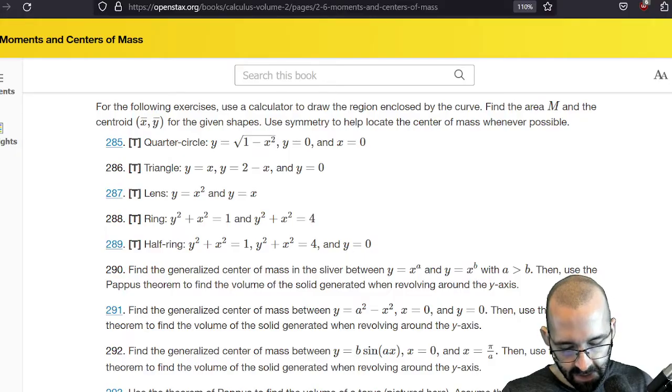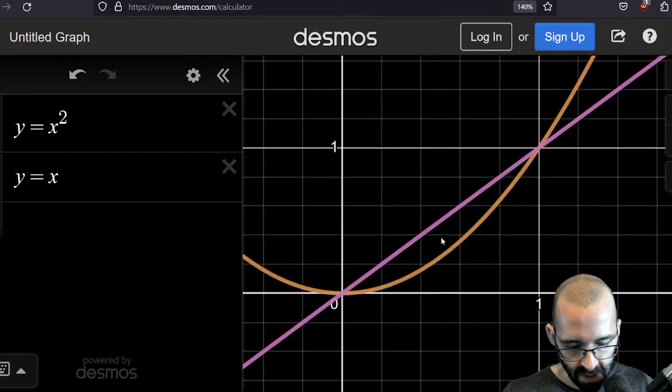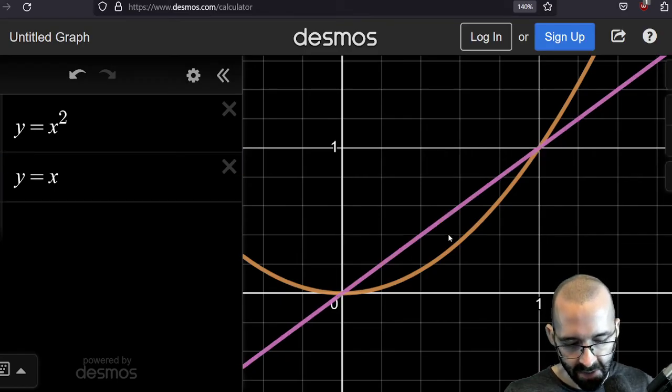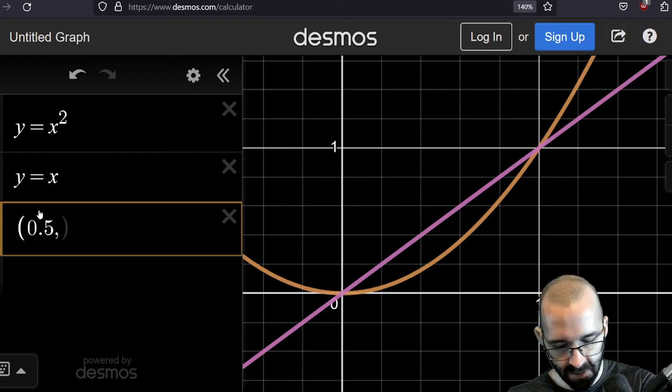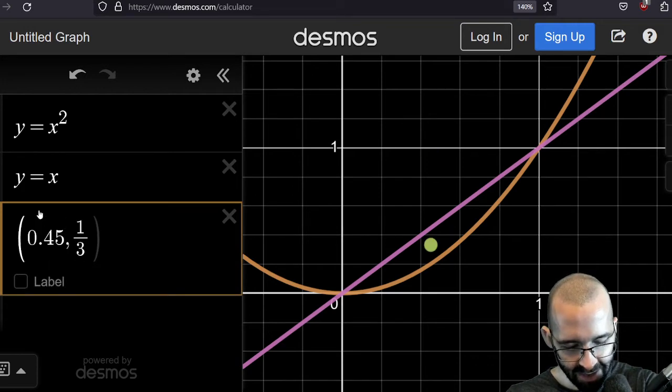All right, and specifically, draw the region enclosed by the curves. All right, so it's going to be this region. Under pink, above orange. So again, center of mass is, we do have some sort of symmetry. Center of mass should be at about 0.5. Should be 0.5 exactly, I imagine. And then, oh no, it might not be. It should be a little less than 0.5, I think. Maybe 0.45, comma like a third or something like that.